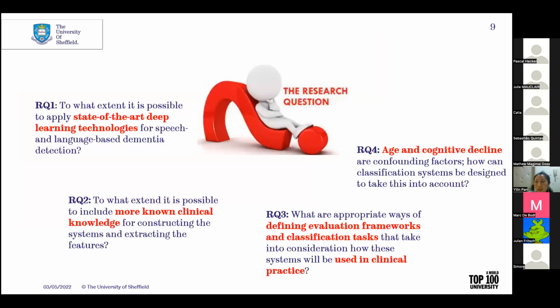So in this presentation, the research covered is the research I have written in my thesis, and in the thesis we have explored the following 4 research questions. How to apply state-of-the-art deep learning technologies for speech and language-based dementia detection, and to what extent is it possible to include more clinical knowledge for constructing the system and extracting the features. The third is how to define an evaluation framework and classification tasks that can be used in clinical practice. And as I mentioned just now, age and cognitive decline are confounding factors. How can we design a system that takes these 2 things into consideration?